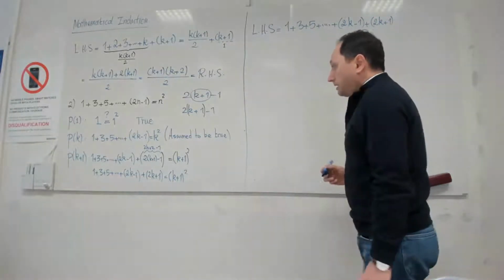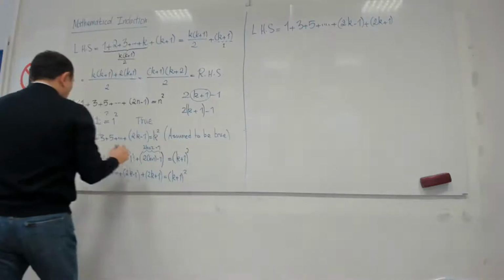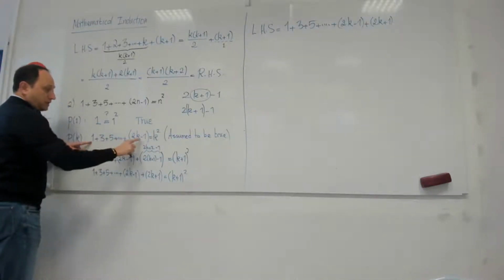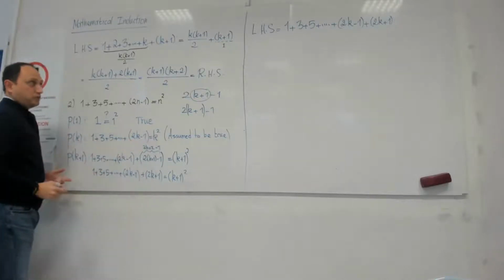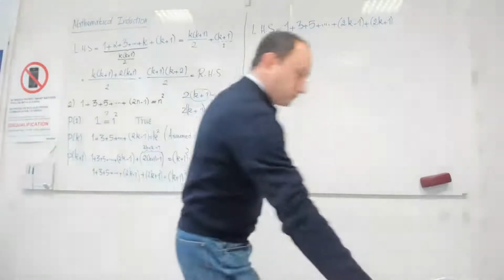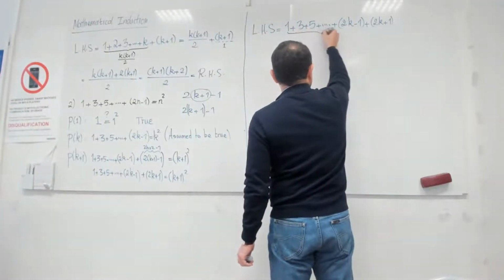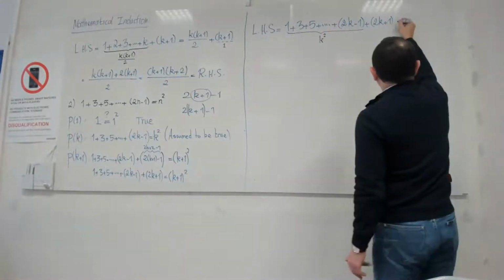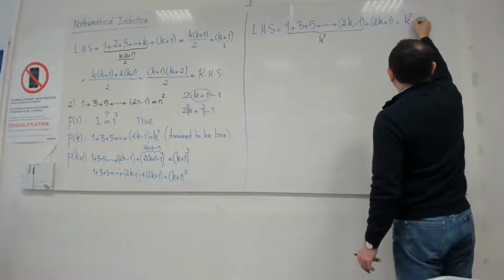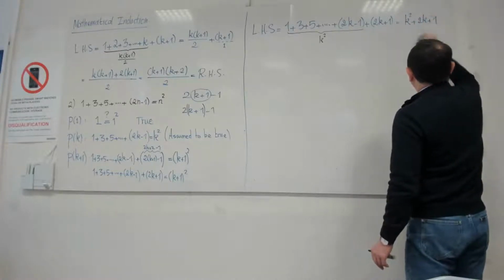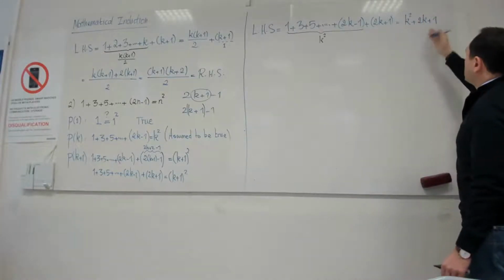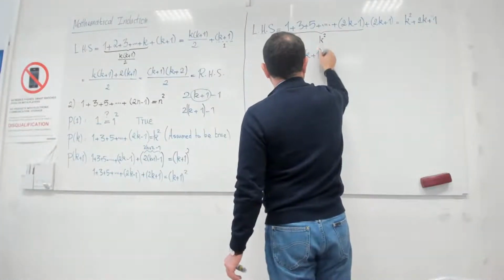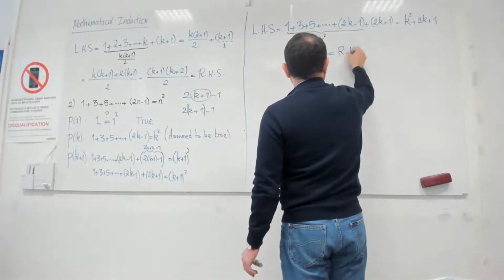Okay, what should I do? I see my assumption. I know that by this assumption, if I add from 1 up to 2k minus 1, the answer is supposed to be k squared. So it means that this expression from here up to here is k squared. Yes? So then it means that this becomes k squared plus 2k plus 1. And then you immediately, hopefully, recognize this pattern. So this becomes immediately k plus 1 to power 2, and that is exactly the right-hand side.